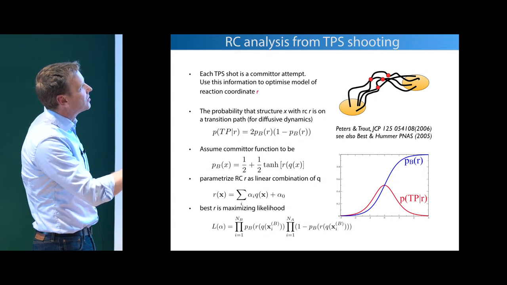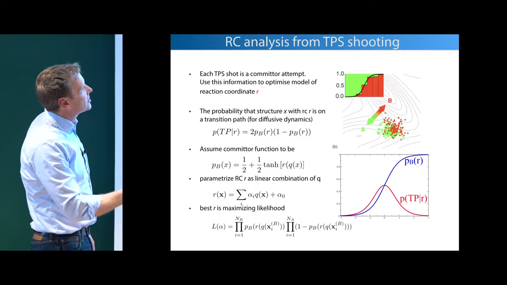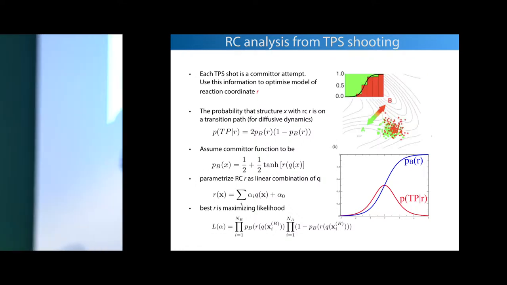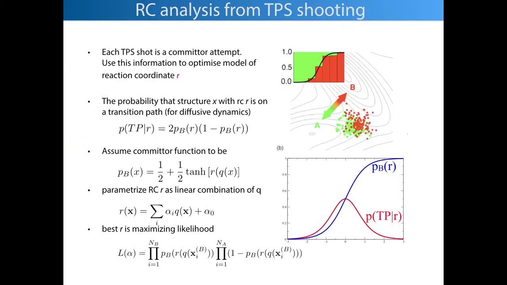So the R is the model that we're trying to get to reproduce this data. And this is precisely what this is doing here. So we have here all these points. They go to B, and these go to A. And now we fit it to this sigmoidal function such that this is actually optimized. So it's just a regression method. It's just fitting the data that we actually get from the shooting to the best model that we have.